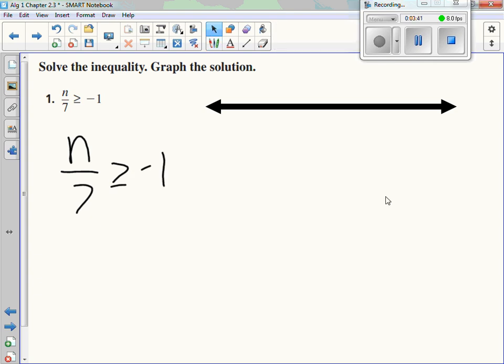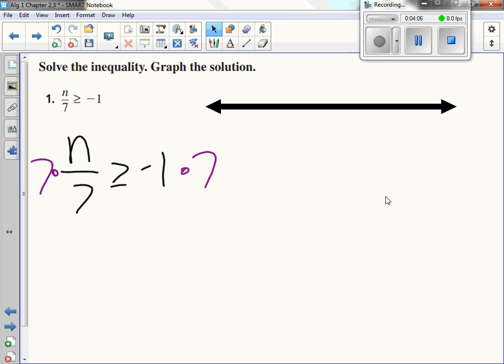N over 7 is greater than or equal to negative 1. N divided by 7 is greater than or equal to negative 1. So what do we need to do to get the variable by itself? We need to multiply both sides by 7.